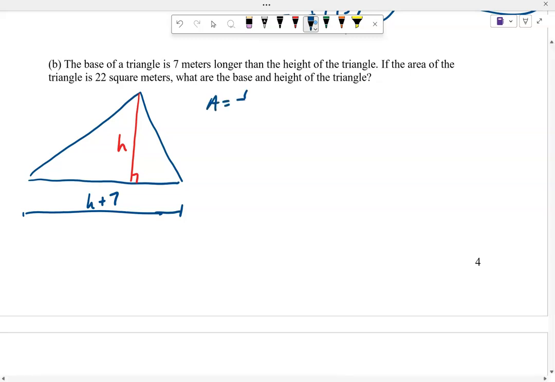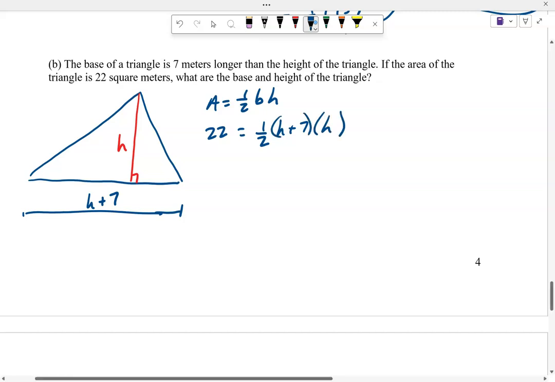So we know area is 1/2 base times height, right? And they tell us that that area is 22. And our base here is that h plus 7, and our height here is just h. Okay? So how I'm going to solve this, I'm going to end up having a quadratic. Let me get rid of the 1/2 part. So let me multiply by 2 on this side and 2 on this side. So I got 44 equals h times h plus 7.